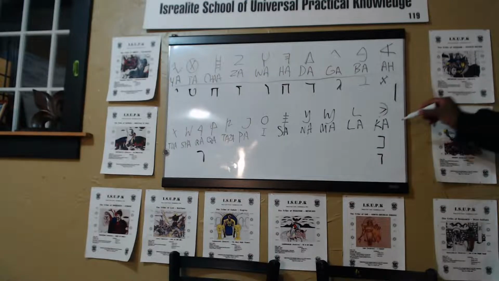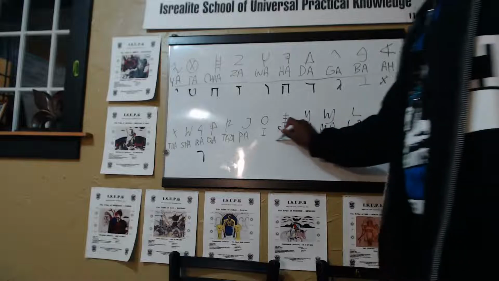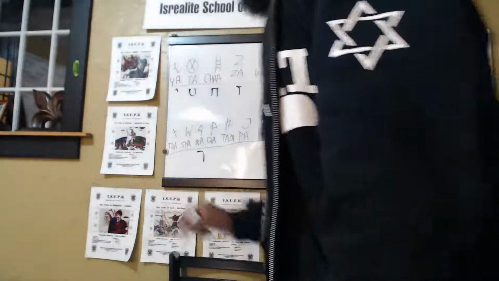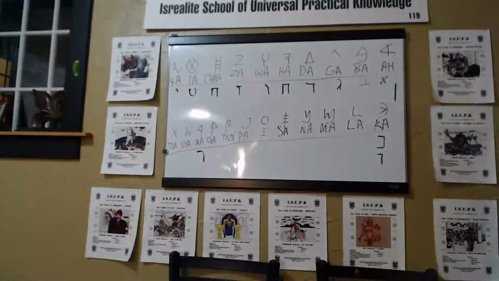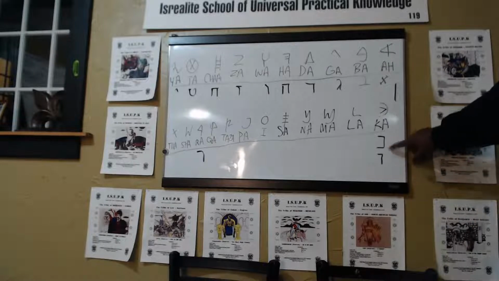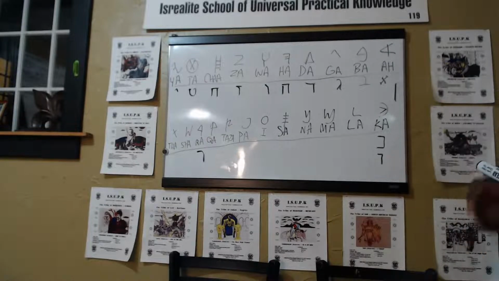Let me draw a line. You got ancient on the top, Assyrian on the bottom. In between letters, at the end of a word. All right, that's what it looks like.